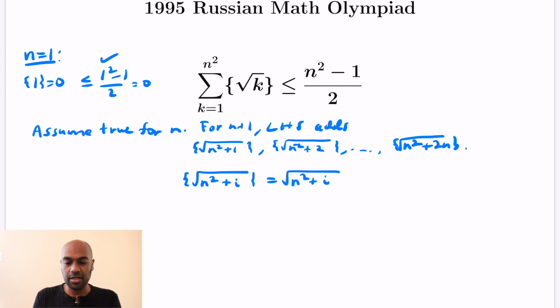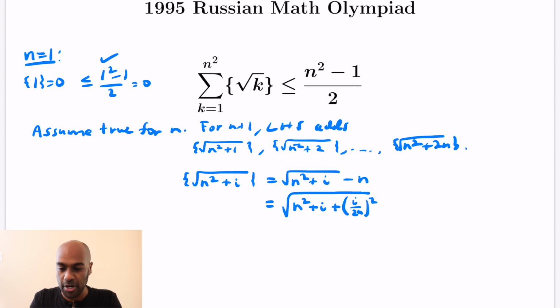So if we look at a particular piece of this, the fractional part of the square root of n squared plus i for a fixed i, when we round down, we get n. So the square root of n squared plus i minus n is what the fractional part is. n squared plus i is between n squared and n plus 1 squared, so that's why that's the case. So what we'll do is complete the square inside of here to get an upper bound for this fractional part. If we complete the square inside, we'd be adding in the quantity i over 2n all squared.